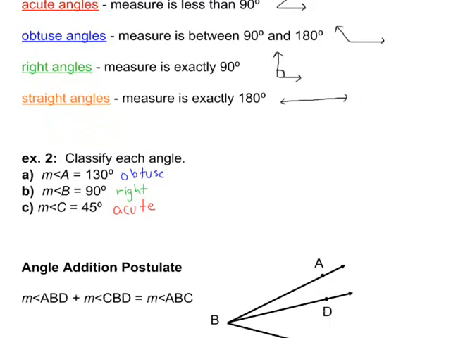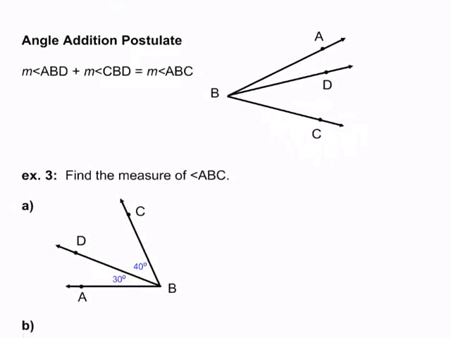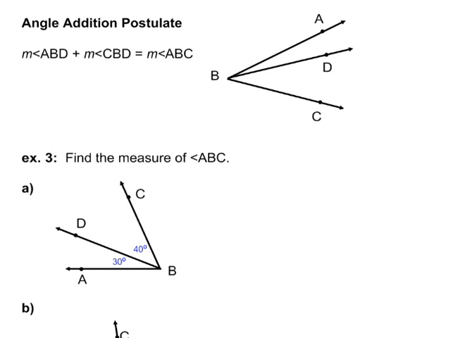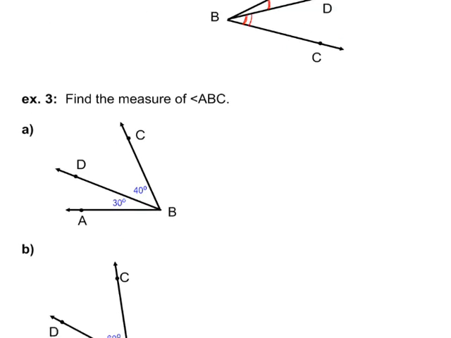Okay, moving right along. Let's talk about the angle addition postulate. Angle addition postulate is very similar to the segment addition postulate in that it states that when you have two smaller angles add together, they are equal to the larger angle. So in here, angle ABD would be this angle right here, and angle CBD would be this angle here. So I have two smaller angles, and together they're making the large angle ABC. So we're going to be using this property to find example 3's answers.